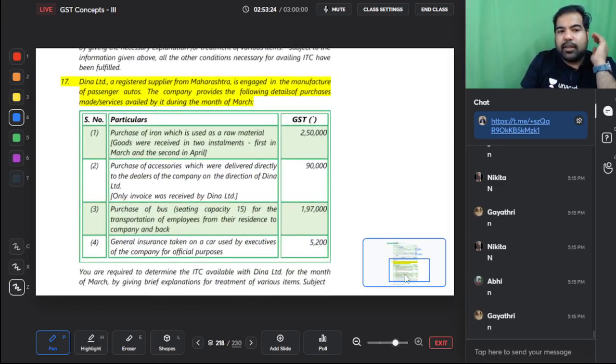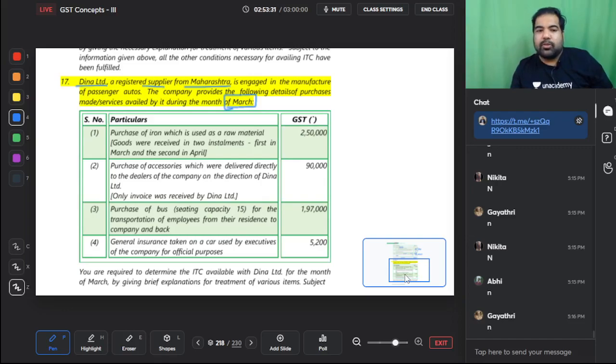Next, guys, is Dina Limited, again a registered supplier from Maharashtra, for the month of March. Please read, and whichever is allowed, please tell me in the chat box.